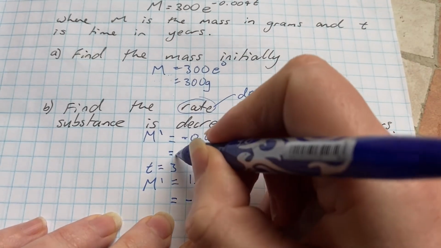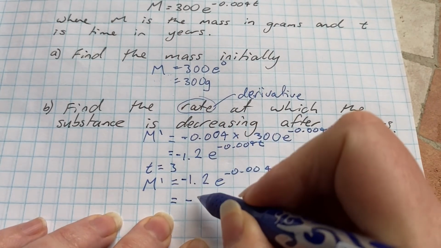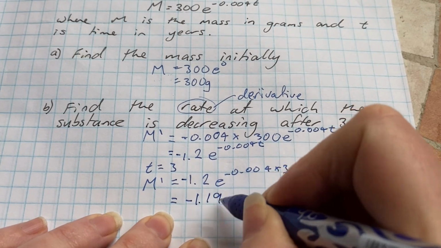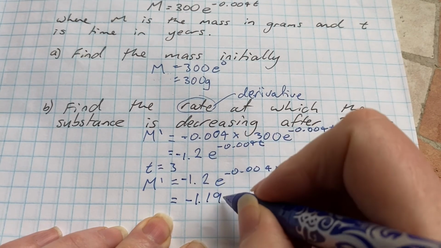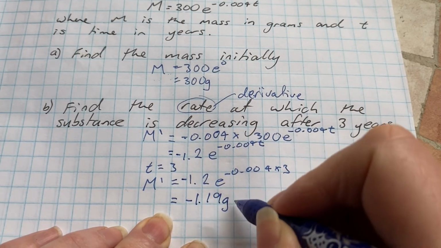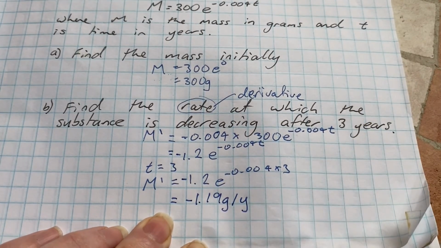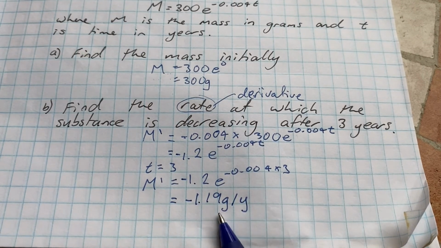sorry, I've missed my negative. Negative 1.19. We do need units again. It is a rate, and it's negative 1.19 grams per year. Okay, the grams and the years.